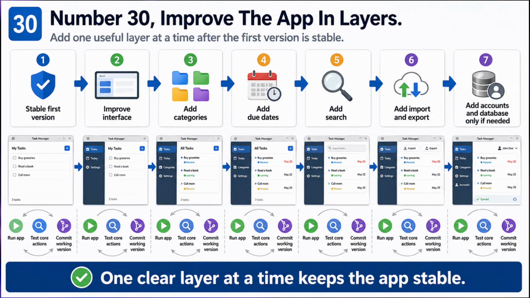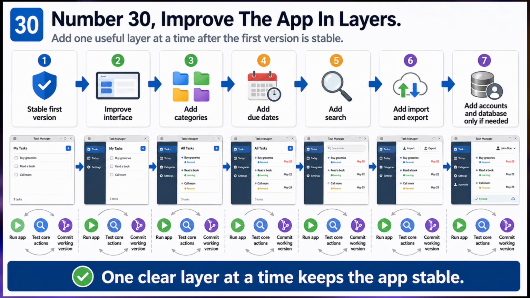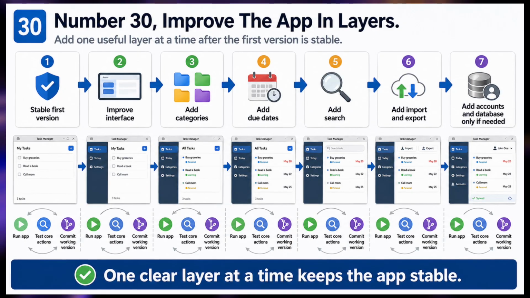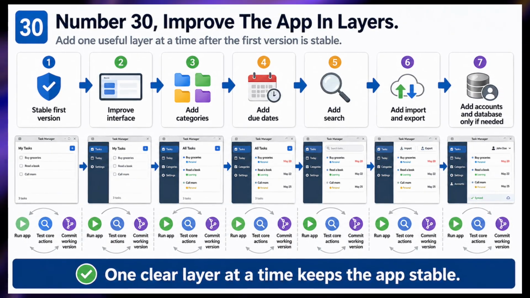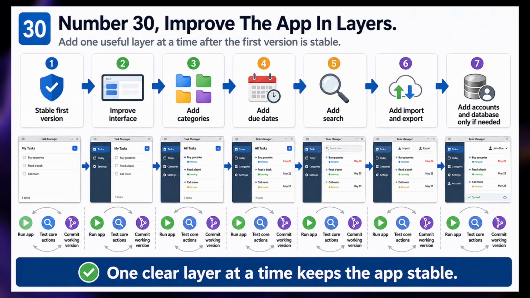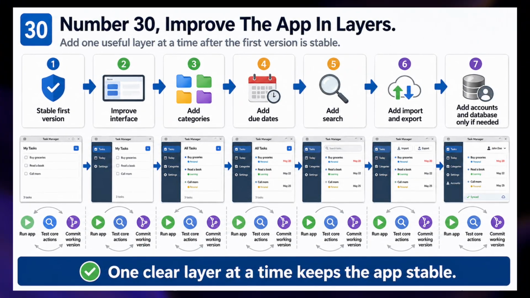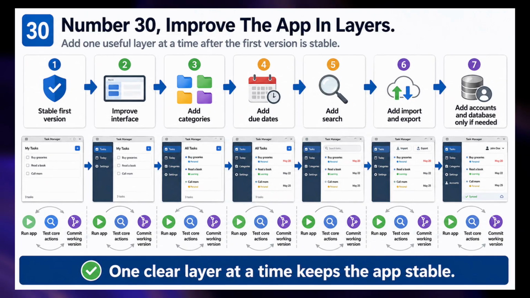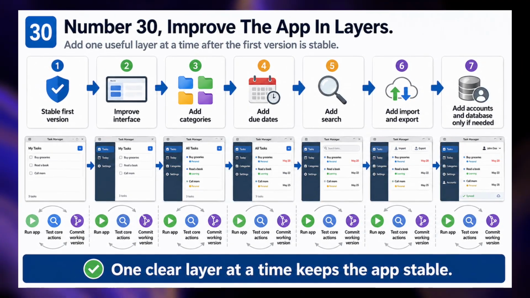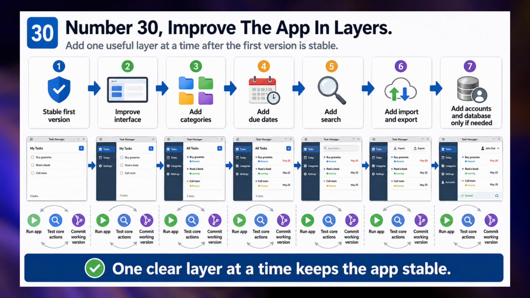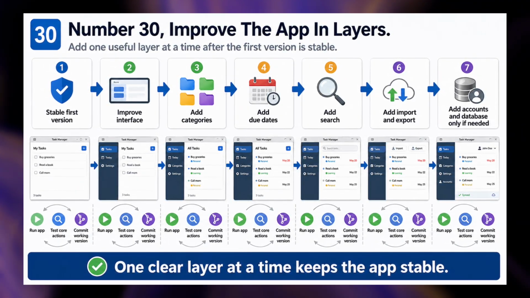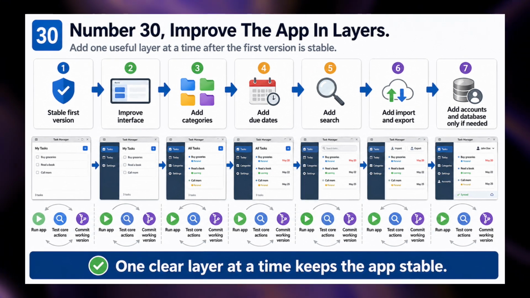Number 30. Improve the app in layers. Once the first version is stable, improve it in layers. First, improve the interface. Then add categories. Then add due dates. Then add search. Then add import and export. Then add accounts and a database only when there is a real reason. Each layer should solve one clear problem. After every layer, run the app, test the core actions, and commit the working version. That is how you use Claude Code to build your first app without turning a simple idea into an unstable mess.